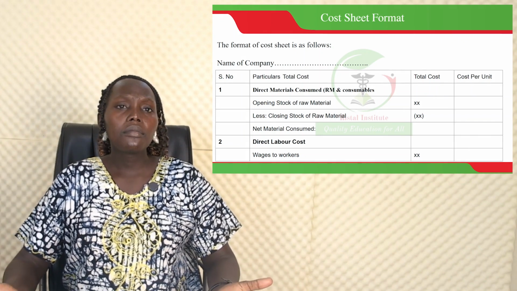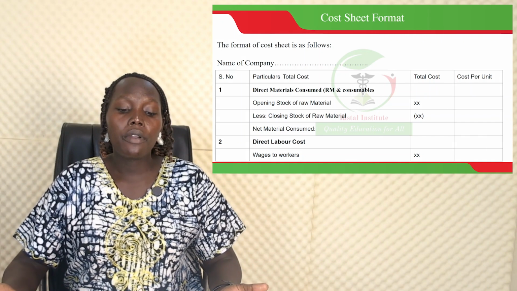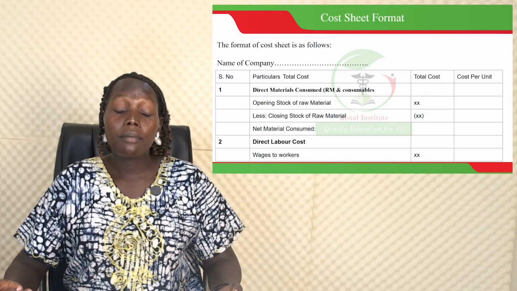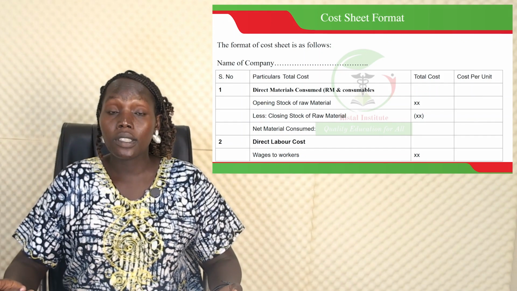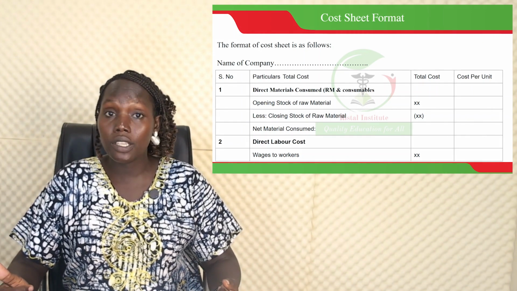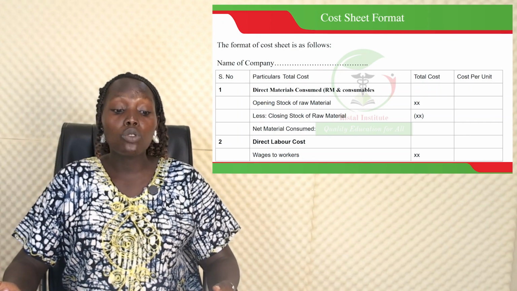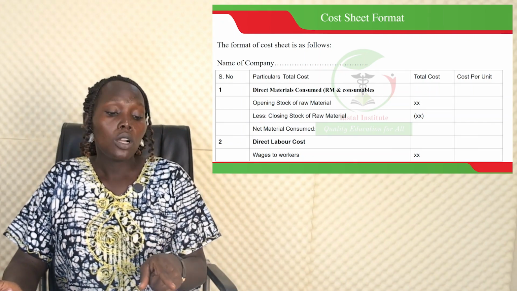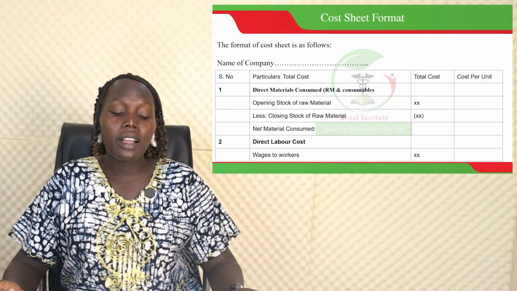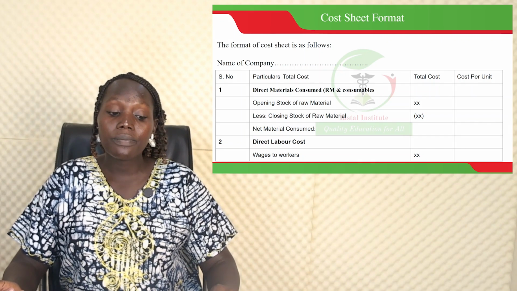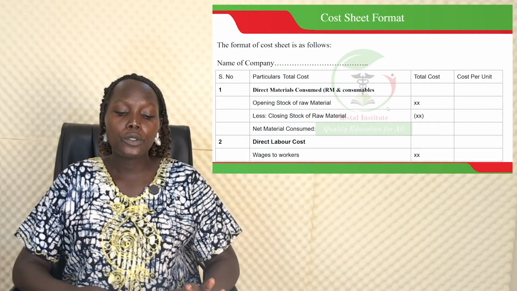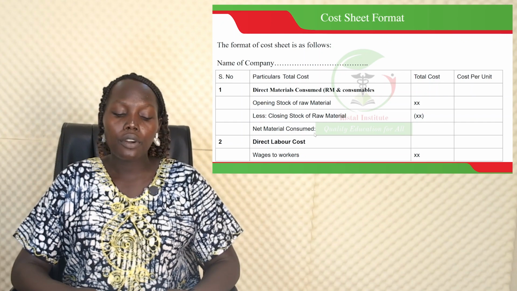So when we are provided with direct materials consumed, or it can be raw materials and consumables, under them we have the opening stock of raw materials. To come up with the direct materials consumed, you get the opening stock of raw materials, less the closing stock of raw materials, to be able to get the net material consumed.